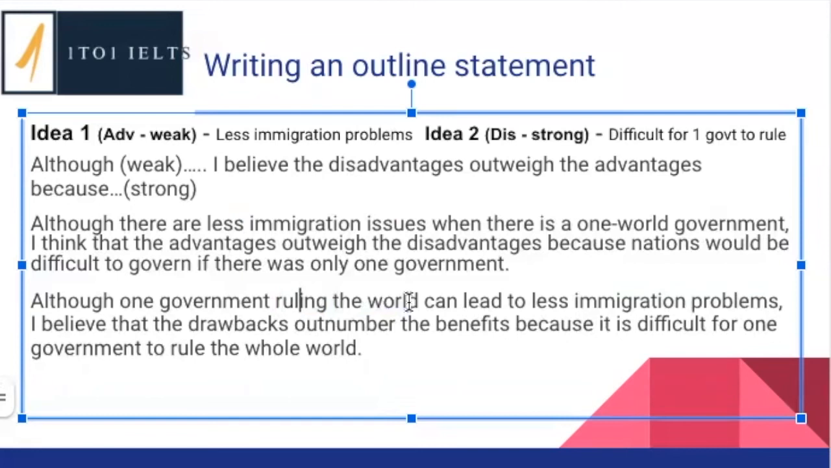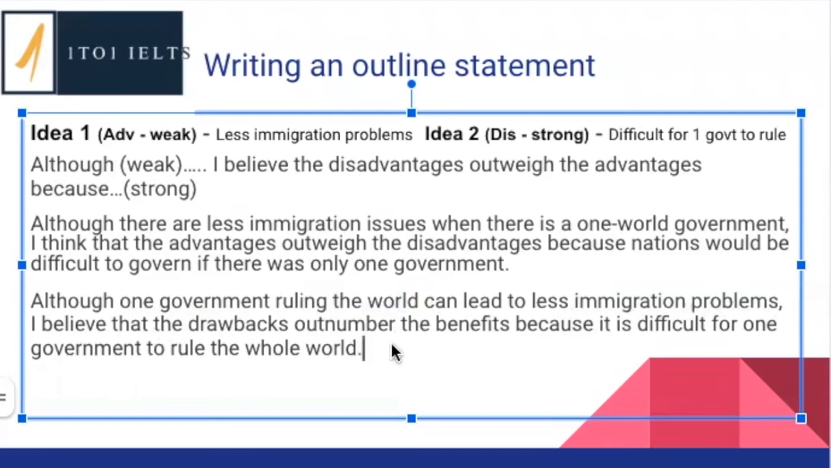So I know we've got some Spanish-speaking people here. Oh yeah, that all changes around. And I know when I try to learn Spanish, it's really confusing because your brain is wired to think of objects in different orders. But this is the way that an English-speaking person's brain is wired. They think, okay, who does something? What are they doing? To what? Okay, and we want to try and make all of our structures as much as possible like this. Okay, so I'm going to check one more time. Although one government ruling the world can lead to less immigration problems, good. I believe that drawbacks outnumber the benefits because it's difficult for one government to rule the whole world. Excellent. Okay.